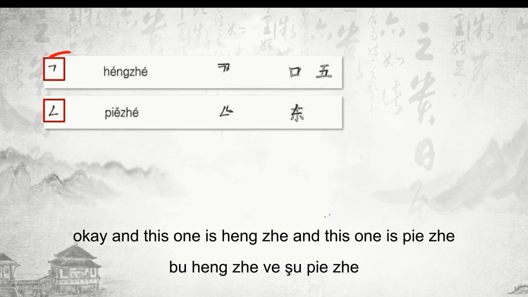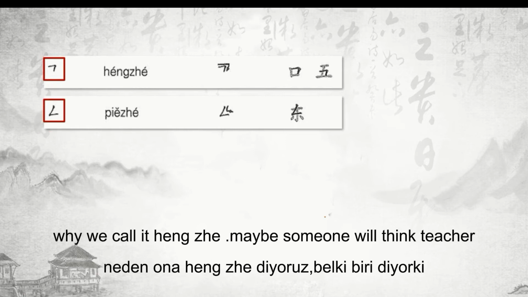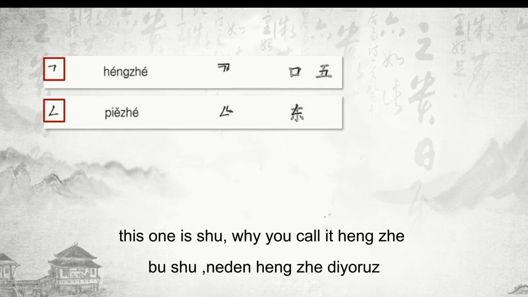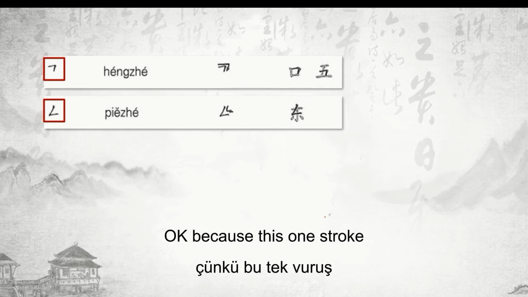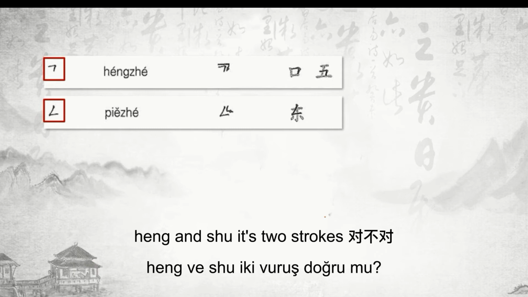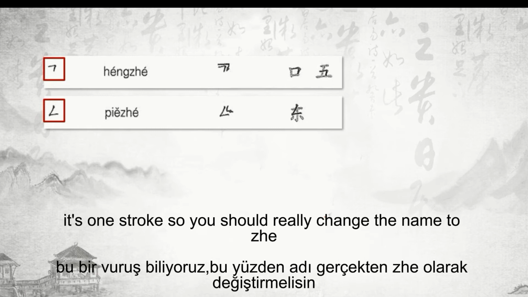Okay, and this one is 横折 and this one is 撇折. And then why we call it 横折? Maybe someone will think, 老师, this one is 横, this one is 竖. Why you call it 横折? Okay, because this is one stroke. So if you say 横竖, maybe people will think like that. 横 and 竖 it's two stroke, 对不对? But if you say 横折, we know it's one stroke.